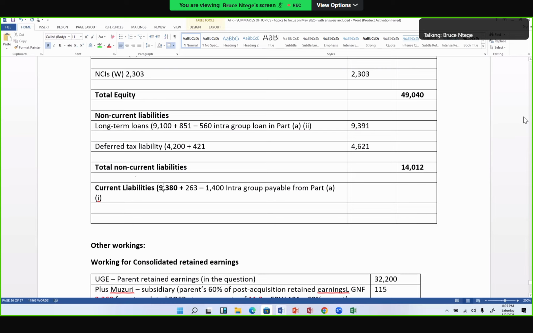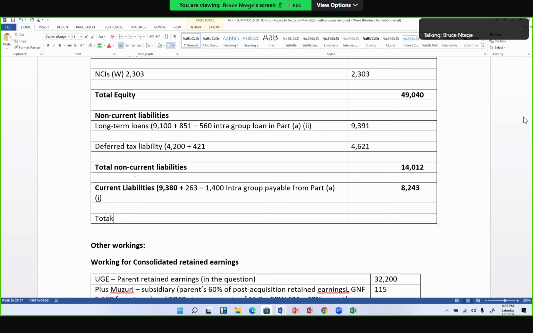And let me finally complete the total current liabilities, those three figures there. So starting with 9380 plus 263 minus 1400. So I have a 8243. 8243. Okay. So these three figures must give you the total equity and liabilities.